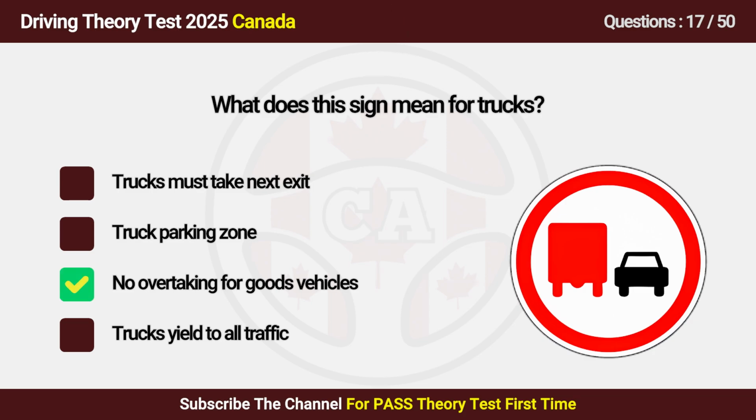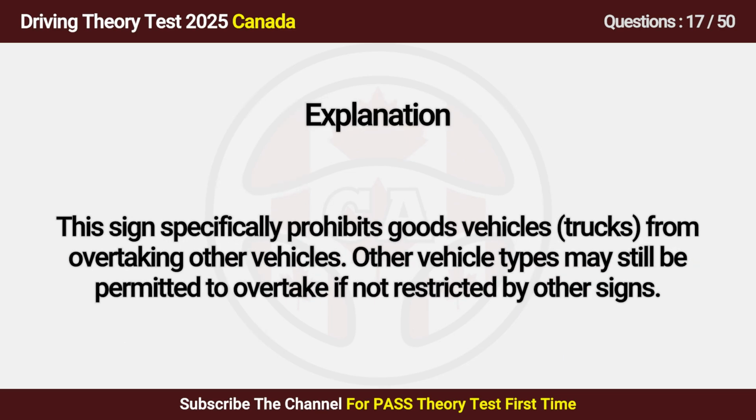Answer is C. No overtaking for goods vehicles. This sign specifically prohibits goods vehicles, trucks, from overtaking other vehicles. Other vehicle types may still be permitted to overtake if not restricted by other signs.